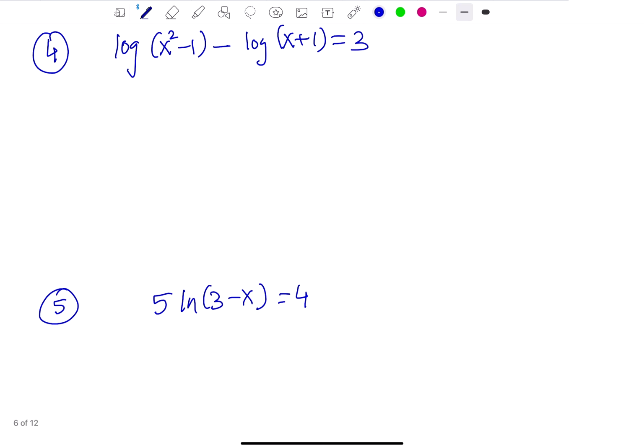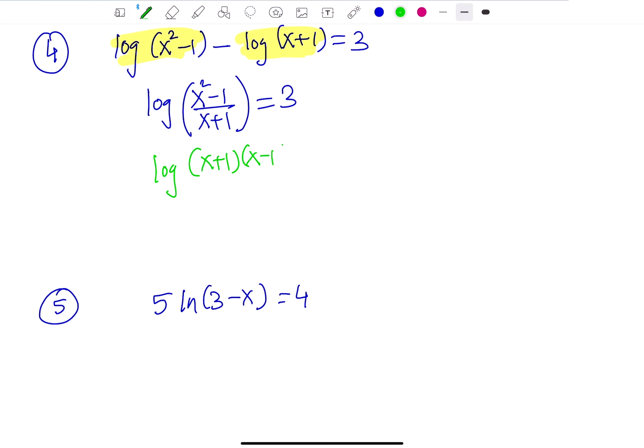Next example, again the base 10 problem here. So we do have two separate logs with a subtraction in the middle. To condense them, I want to get them into a single log. I can go ahead and use the quotient property. Log of x squared minus 1 over x plus 1 equal to 3. Log of x plus 1, x minus 1 over x plus 1 equal to 3. We can cancel the x plus 1 and x plus 1. Log of x minus 1 equals 3.